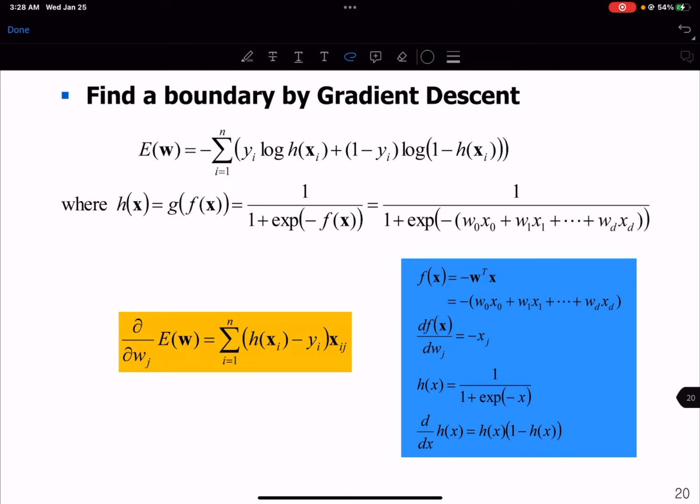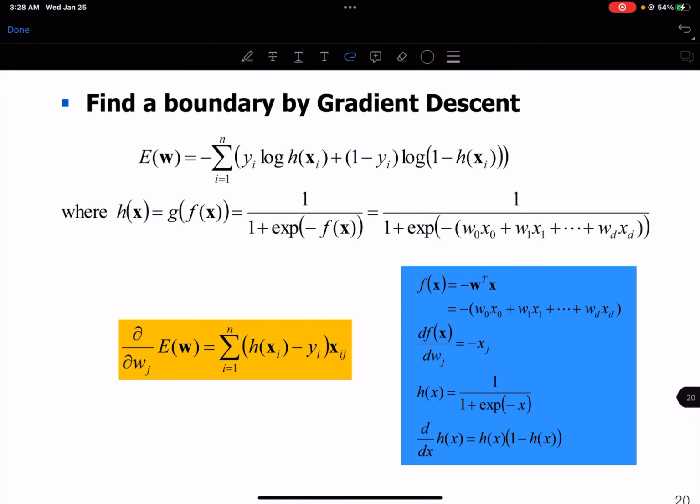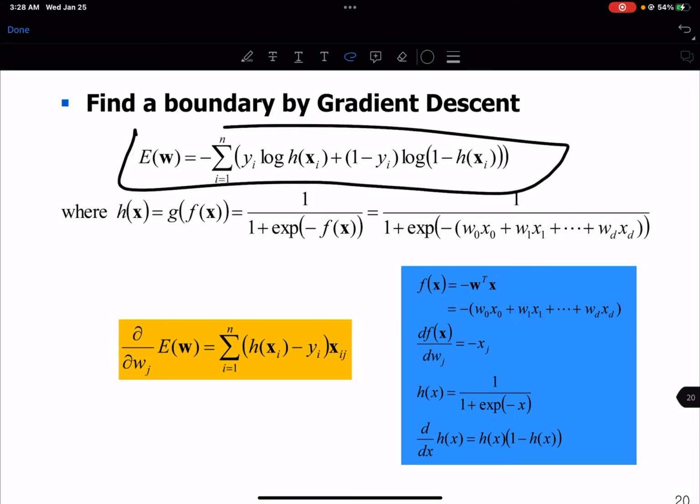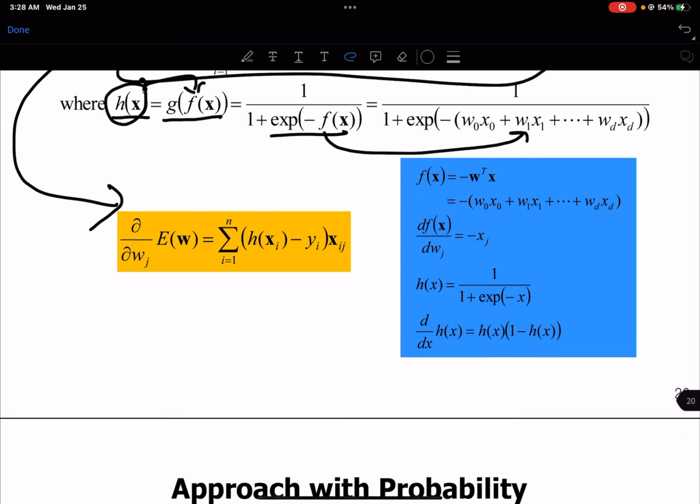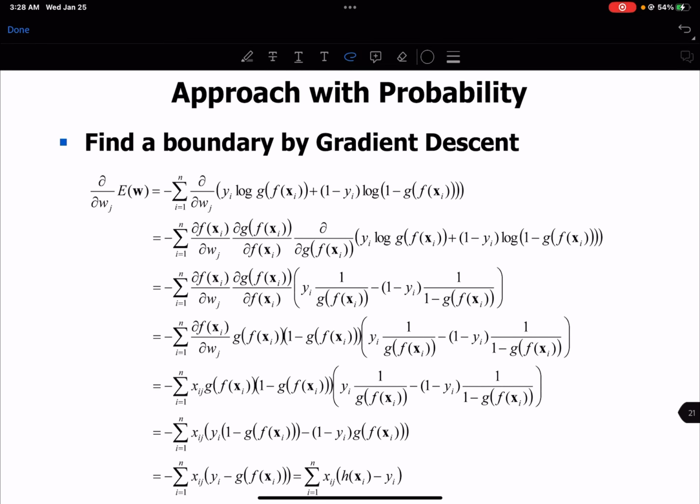Okay, now we are trying to find a boundary with gradient descent. We know the function is represented like this from the previous slide, and we can write h of x as a chained function, g of f of x. Why do we say g of f of x? h of x is basically a function of f of x, and f of x can be represented in this form. How we get from here to here will be explained in the next slide.